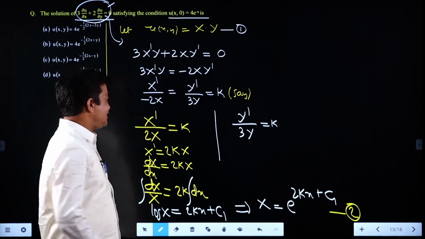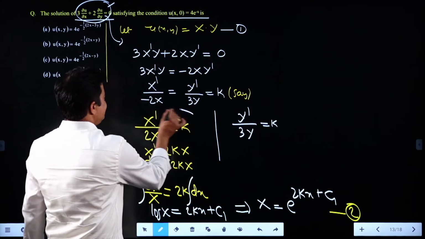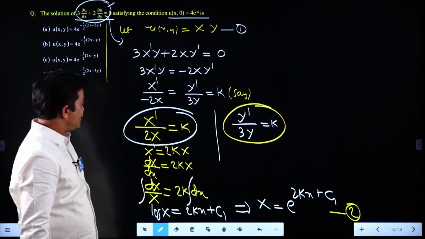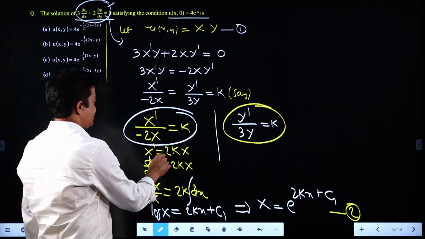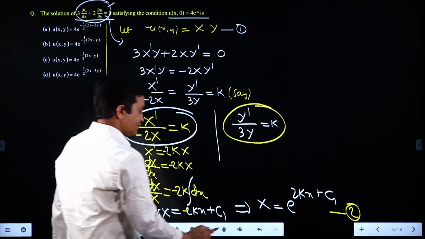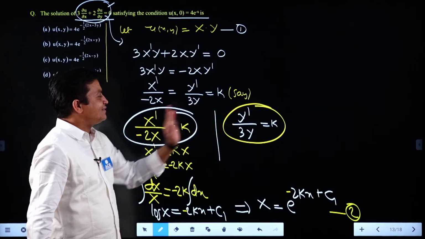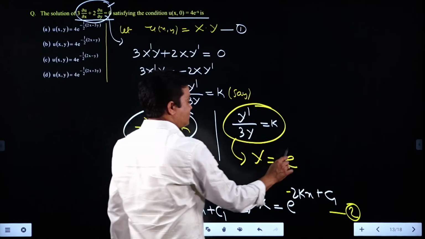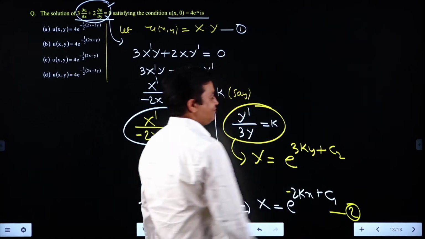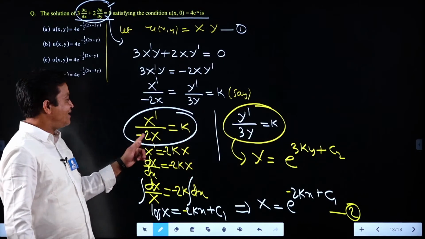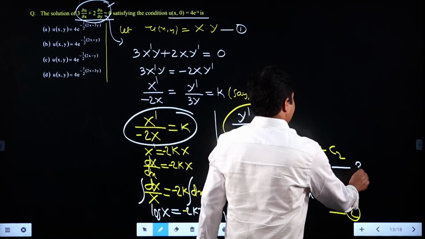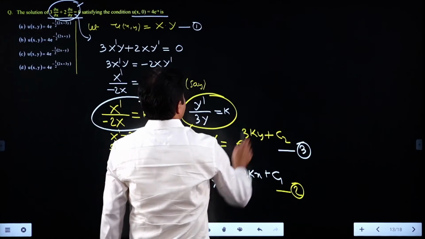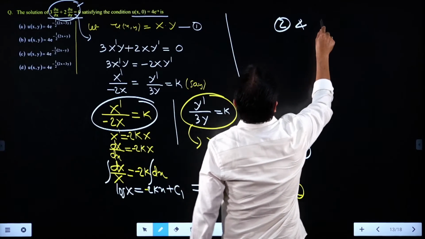This I am taking as 2. Now intelligently you compare this with this. Here 2, there 3. Minus 2, I have missed, minus 2 is there. Here minus 2, there 3. So if you analyze like this, this gives capital Y equal to e power, in place of minus 2 you write 3, 3ky plus c2. Nothing difficult to understand that, by comparison I am saying. Now this is 3. Now substitute 2 and 3 in 1. So last step, 2 and 3 in 1.